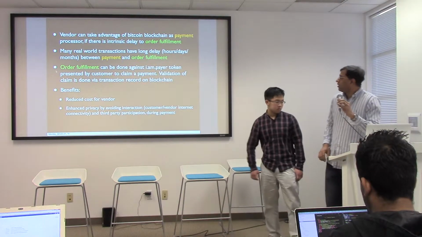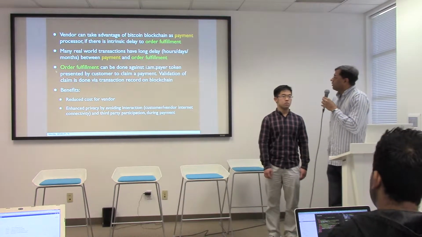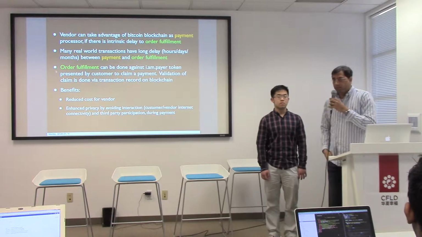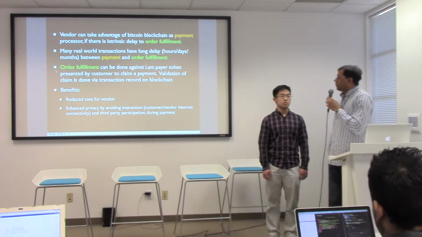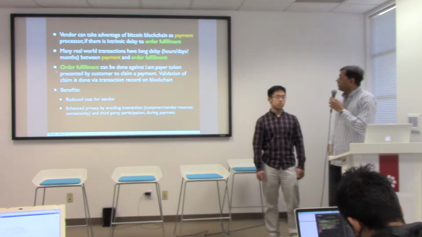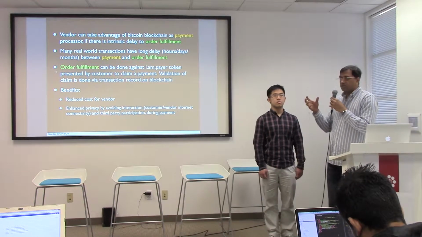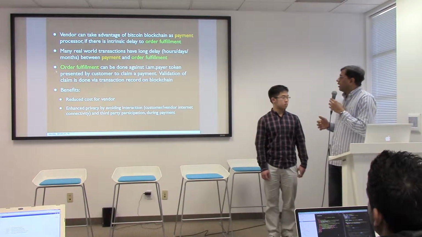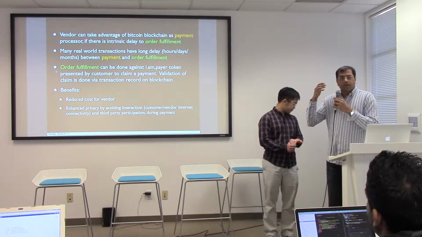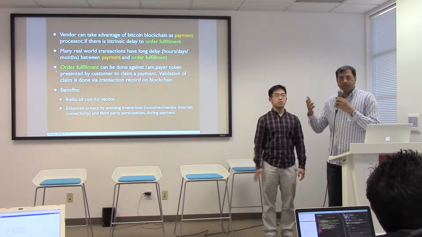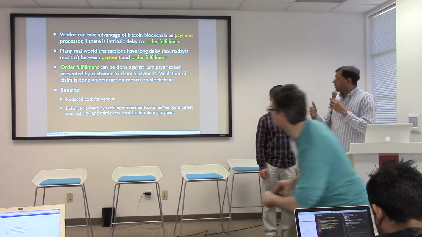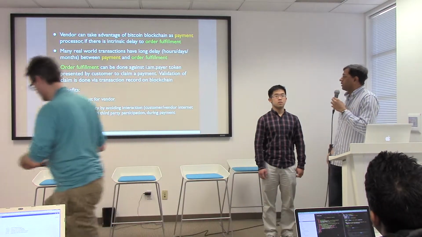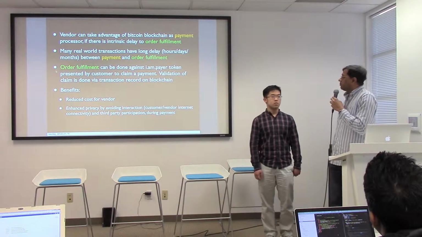Okay. So the vendor can actually take advantage that the blockchain itself can be the payment processor. And what this uses is that in many real-world transactions, there is actually a natural delay between payment and order fulfillment. And so the 10 minutes that it takes to confirm the transaction on the blockchain is actually not an issue. So we are talking about delays that are days, months, or could be a year even, or more.